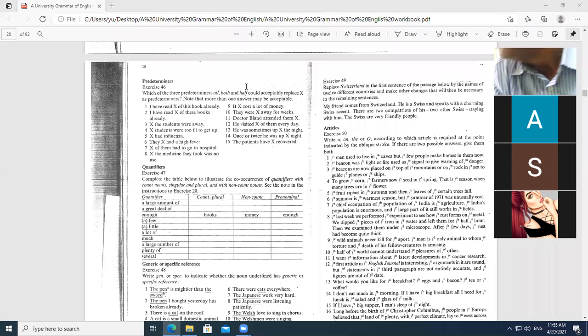We can say he was up half the night. We can use half or all, but not both. Next. Once or twice he was up all night or half the night. The patients have all recovered or have both recovered. Both or all.